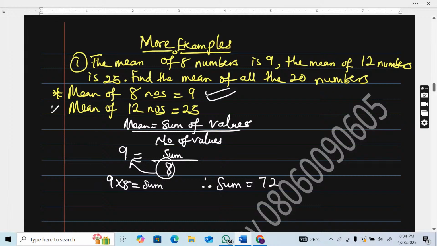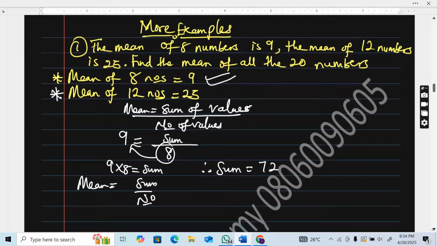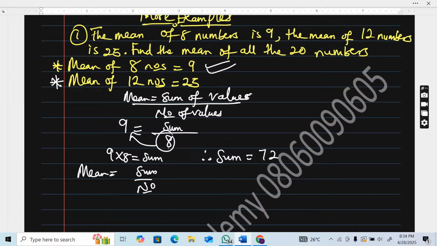Now let's move on to the second one, which is mean of 12 numbers is equal to 25. So mean is still equal to sum over number. Now that the mean of 12 numbers is 25, instead of writing mean, write 25, because that's the mean, equals sum divided by the number. How many numbers? 12 numbers.